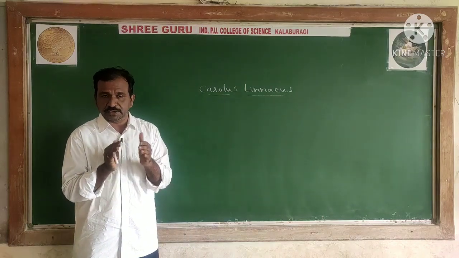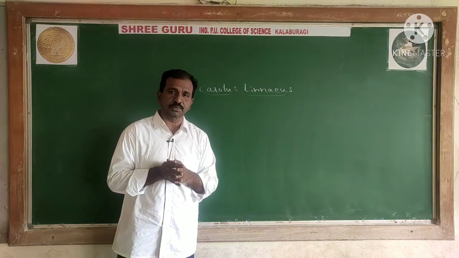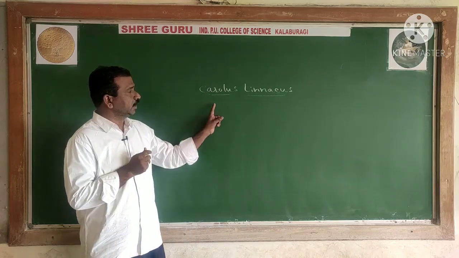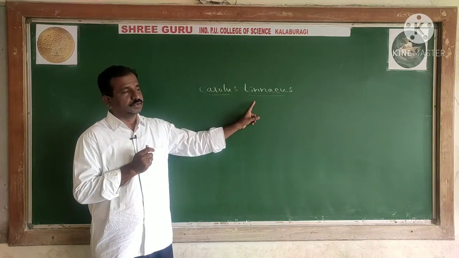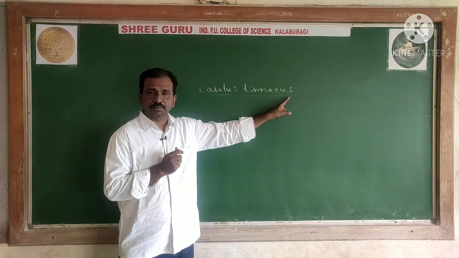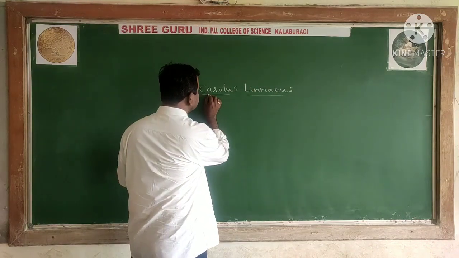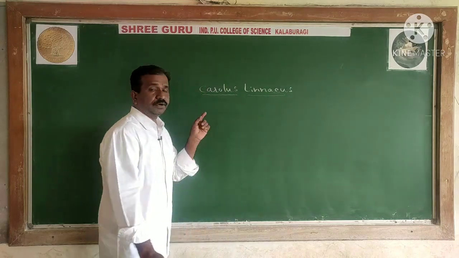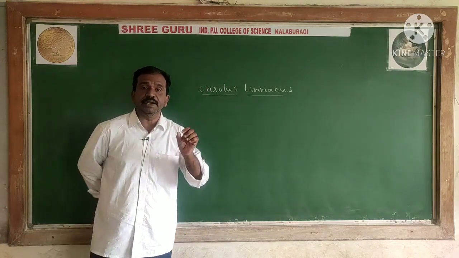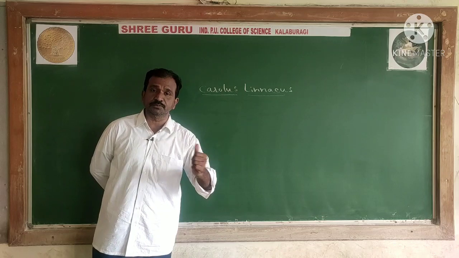I told you it is like a cradle ceremony, how it takes place in our house. Carolus Linnaeus, this is an important one. Nomenclature first start madidavaru Carolus Linnaeus. Now we have to observe that, apart from this, immediately it is not possible to give the scientific names.